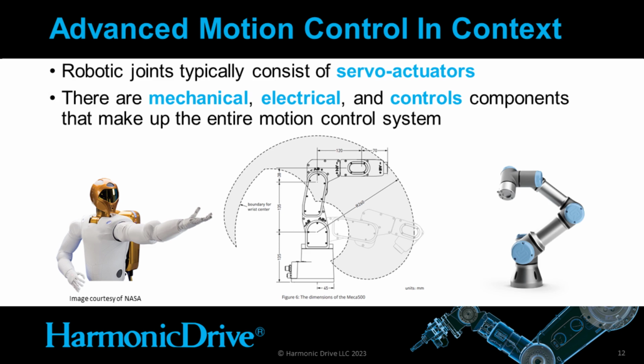So to put advanced motion control in context, I will use robotics as a lens here. So robotic joints typically consist of servo actuators, and there are mechanical, electrical, and controls components that make up the entire motion control system. So in the middle center, we have a robotic workspace. This robotic arm has, I believe, 6 axes, and you can see the dark gray dotted line is all of the locations in this plane that the end effector can be positioned at. So all of the movements in between to any point in this gray area would be a complex motion path.